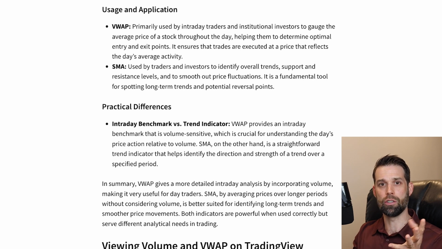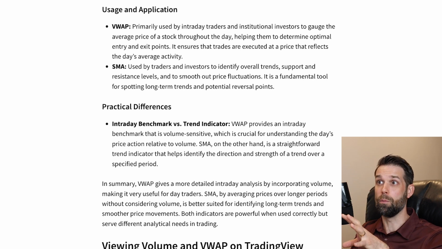So if a big institutional firm wants to buy a whole bunch of shares for a client, they would look at the VWAP for that particular day, and perhaps if the price is above the VWAP, they might not want to make a big purchase of those shares. They might want to wait until the price has fallen below the VWAP before they enter a large trade. So that is just one way that an institution might use the VWAP.